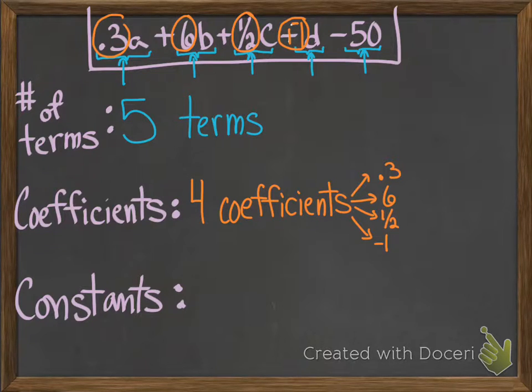All right, constants, this is an easy one. You have that minus 50, so I'm going to change that to add negative 50. So what's your constant? Negative 50, and that's it.